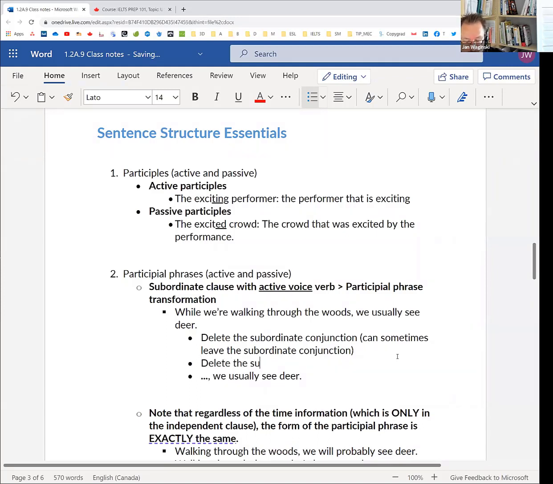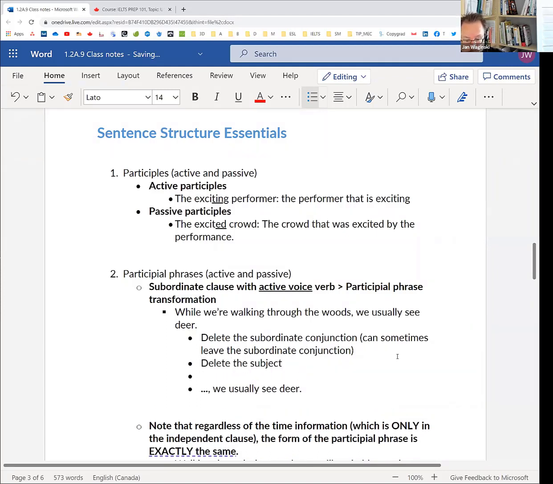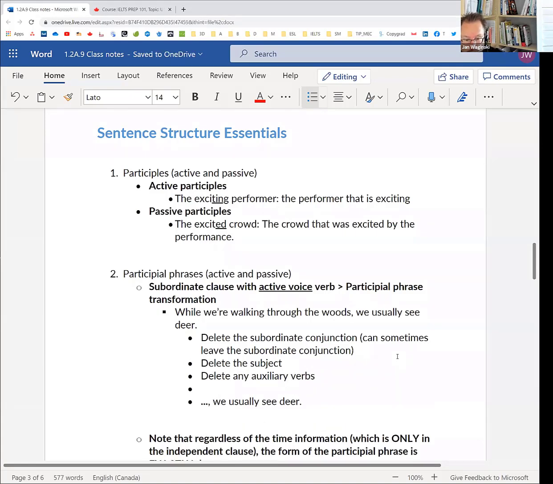Delete the subject. Delete any auxiliary verbs. And change the verb to the active participle. Okay, and that just means the ing form of it. It's always just the ing form. You don't need to make any other changes.